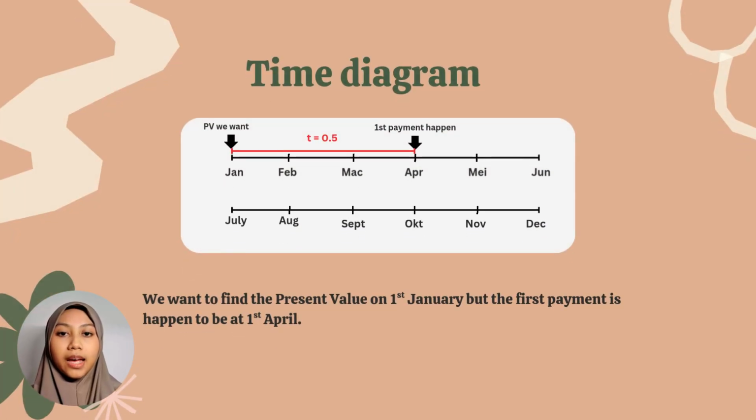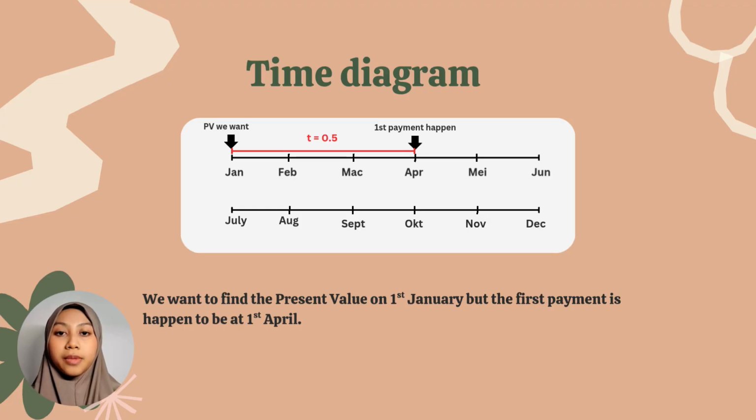So let's take a look at this time diagram. Our goal is to find the PV at the 1st January. However, the question says that the first payment occurs on April 1st. So I use the annuity due to calculate this. To refresh, annuity due means that the first payment starts at the beginning of each period. It means that if we plug n, the number of payments, equal to 10 into the PV annuity due formula, we will only get the PV on April 1st.